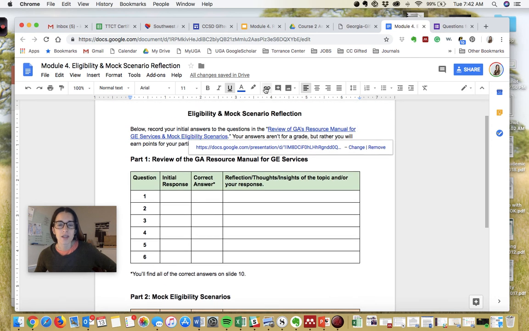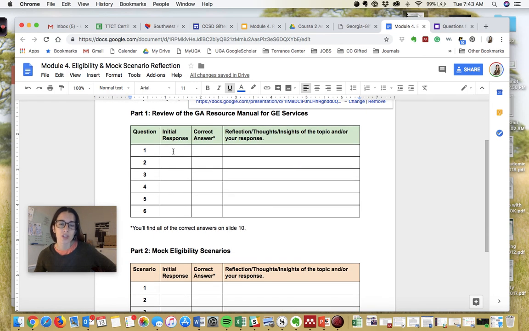Now, in the presentation that you're going to review, it's really some true-false questions about the Georgia Resource Manual or some of the procedures. So when you go through those questions, record your initial response. Later on, you'll see the slide with the correct answers. So it's okay if you get them wrong. These aren't graded or anything.